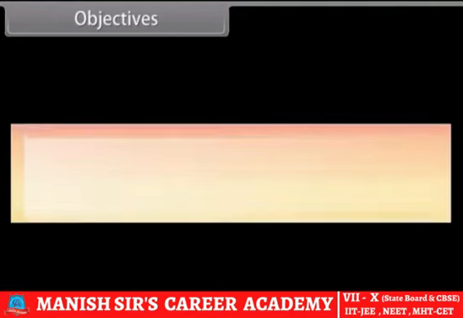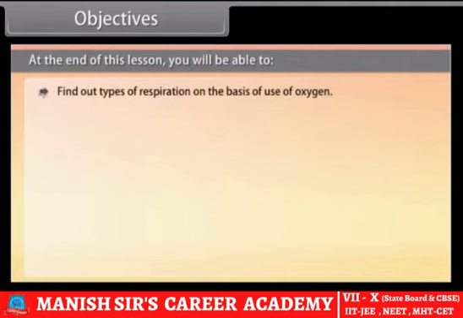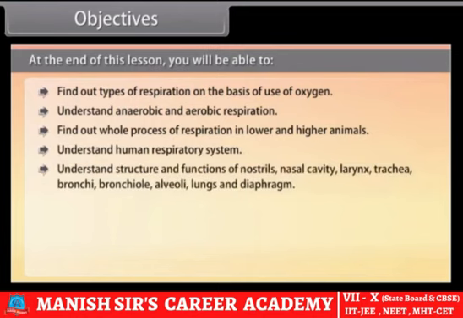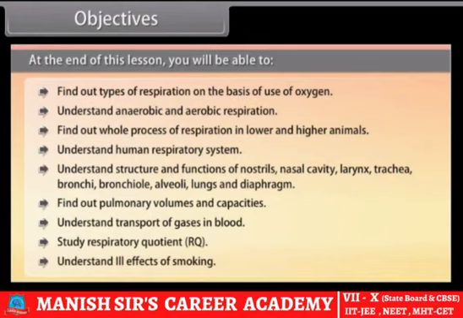Objectives. At the end of this lesson, you'll be able to find out types of respiration on the basis of use of oxygen, understand anaerobic and aerobic respiration, find out the whole process of respiration in lower and higher animals, understand human respiratory system, understand structure and functions of nostrils, nasal cavity, larynx, trachea, bronchi, bronchiole, alveoli, lungs, diaphragm. Find out pulmonary volumes and capacities. Understand transport of gases in blood. Study respiratory quotient, RQ. Understand ill effects of smoking.